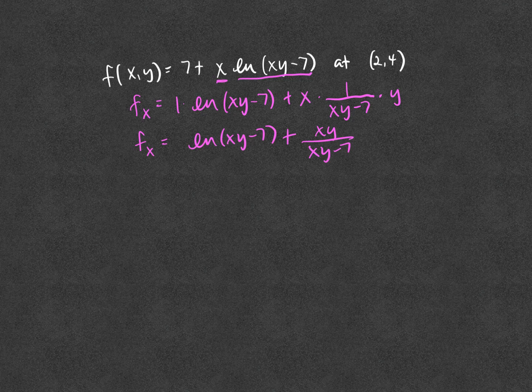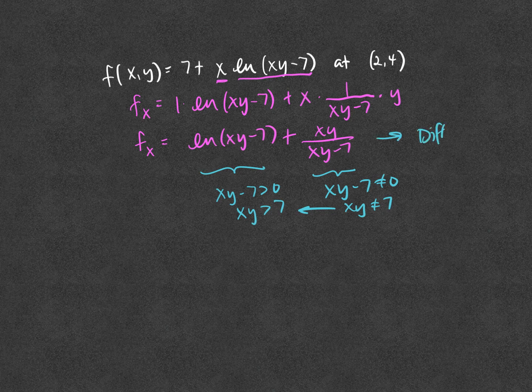You have to think about the domain of these functions. The domain of this natural log function right here says xy minus 7 has to be greater than 0. So xy is greater than 7. We're going to put a 7 here, not a 0. And then the domain of this function is xy minus 7 cannot equal 0. So xy cannot equal 7, which gets absorbed here. So this is differentiable when xy is greater than 7. So 2 times 4 is 8, which is greater than 7. Therefore, we are differentiable at (2, 4).